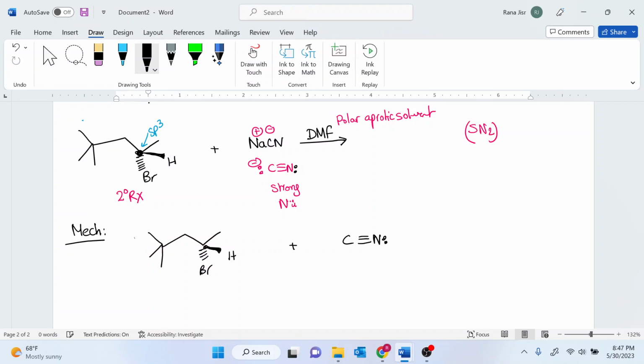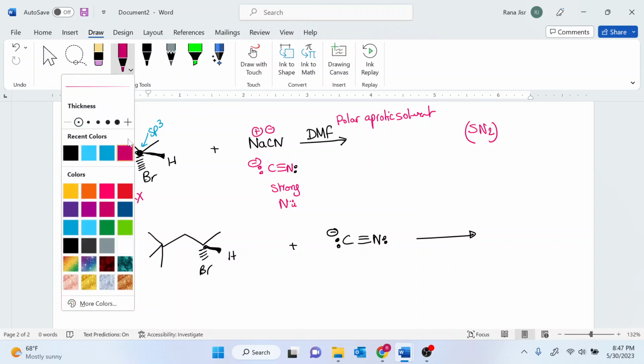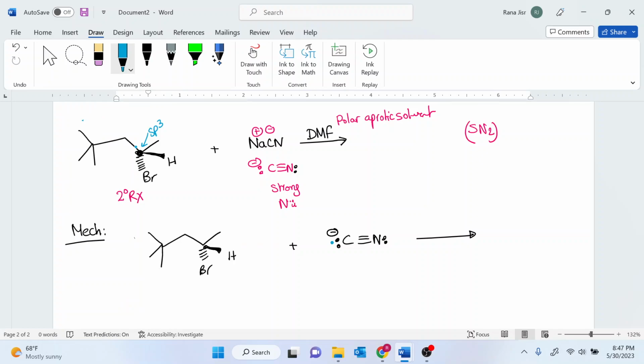Since it's an SN2 reaction, then it is a one-step reaction and it is a very fast reaction. I'm neglecting the sodium in here. You don't need to put it. So the nucleophile is going to come and attack from the opposite side of the leaving group. Your leaving group in this case is at the back. So the nucleophile is going to come and attack from the front so that the leaving group can easily leave.